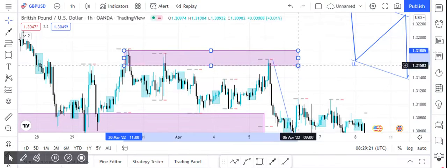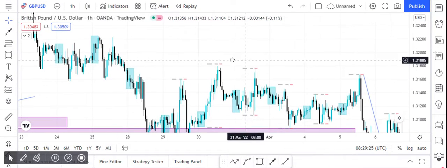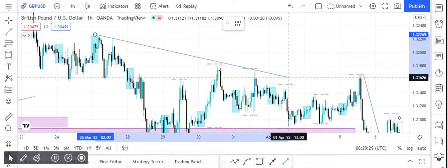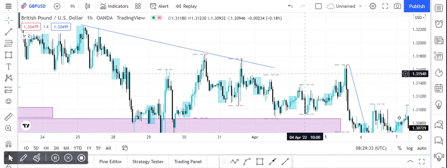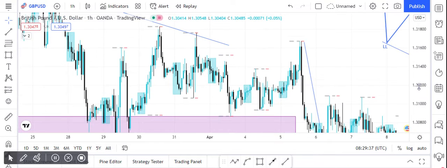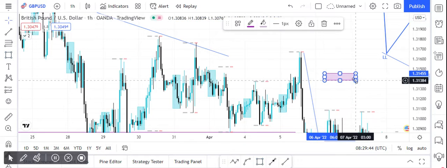So how did I trade this area here? What gave me confidence is that, first of all, the trend line was not taken out, so I knew that the market was still in a downtrend. Then I saw something here. Let me just explain it.